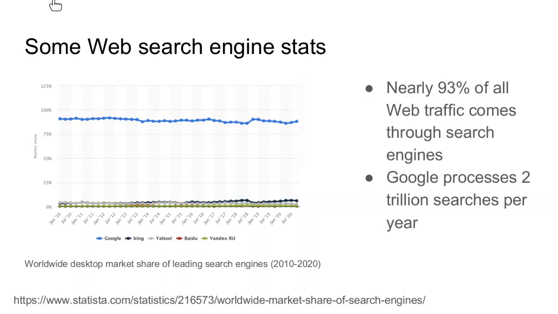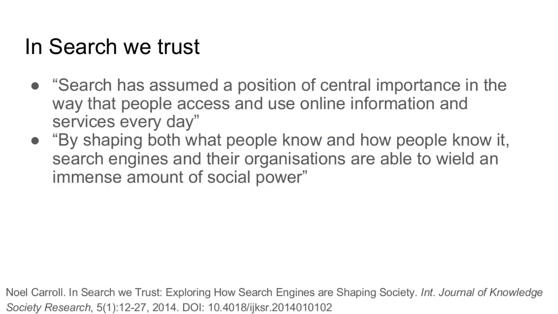So what that all means is actually that we rely a lot on web search engines, maybe much more than we suppose is healthy for us. I found this paper here by Noel Carroll, written in 2014, with the nice title, "In Search We Trust: Exploring How Search Engines Are Shaping Society." And there are two quotes here that I find quite interesting, and a good motivation for our lecture today on why we should look into trust and bias of search engines. Noel said that search has assumed a position of central importance in the way that people access and use online information and service every day. Now just reflect a bit on this, what you just told me here. You use it countless times and you rely on one company.